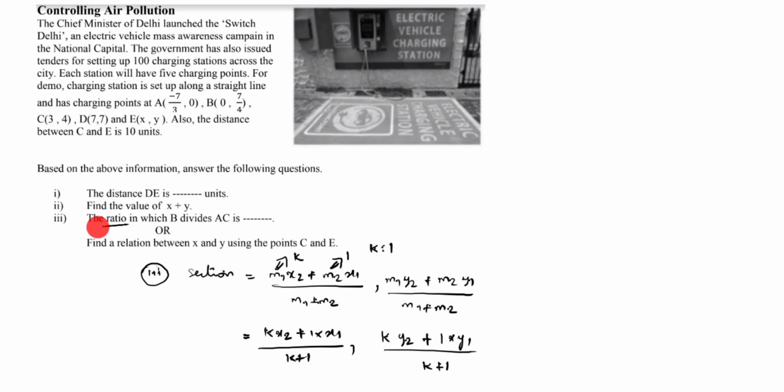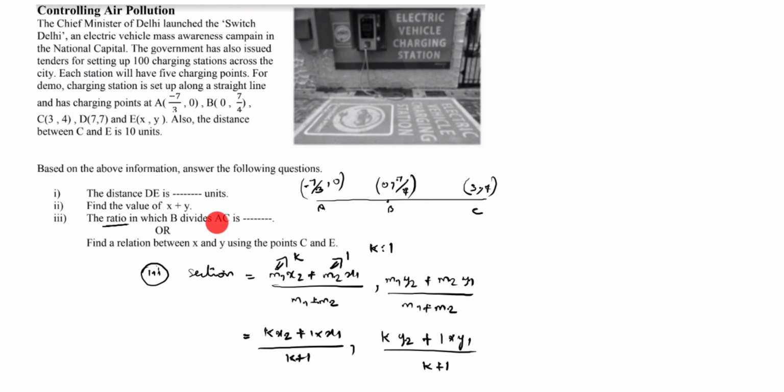In this question, the ratio in which B divides AC means you draw the line A, B, C. A value is minus 7 by 3 comma 0. B is 0 comma 7 divided by 4. C is 3 comma 4. What are the x2, x1, y2, y1 values in this case?